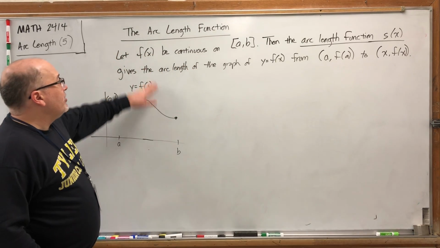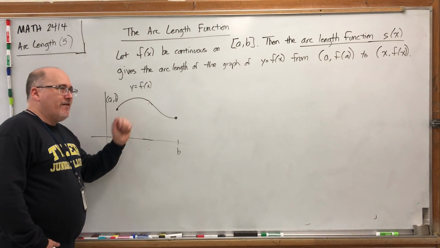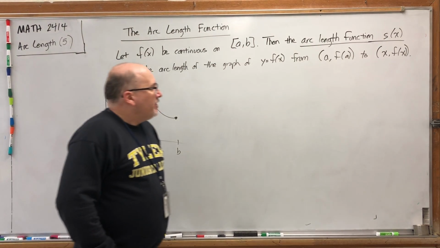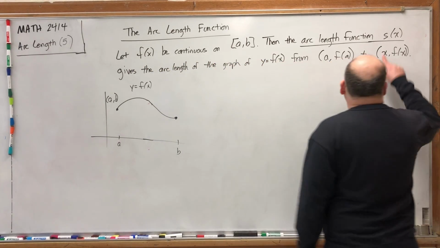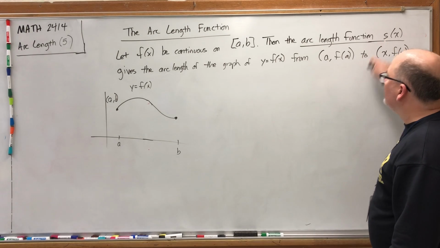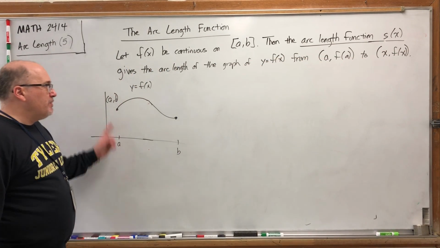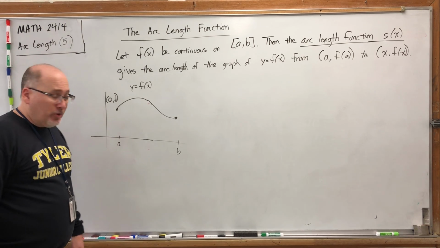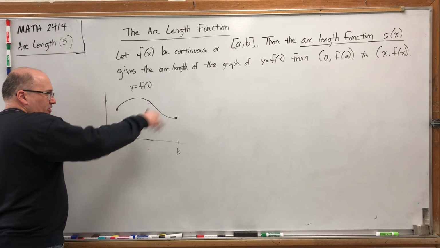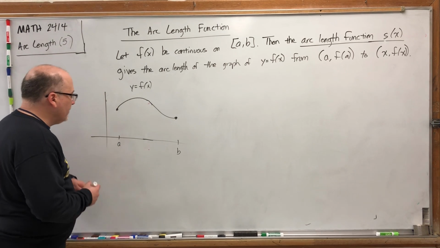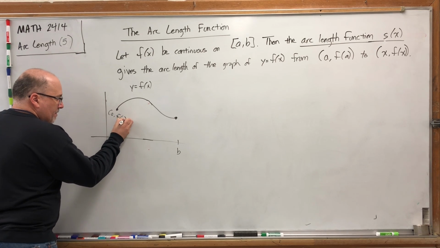We start with some function f of x continuous on some closed interval a to b. So here's a graph of that. If we have that, then we can define a new function called s of x, lowercase s for arc length. And that function will give the arc length of the graph from its beginning to some arbitrary point in the middle. So for example, let's say that we have this graph of f of x from a to b, and the initial point would be a comma f of a.